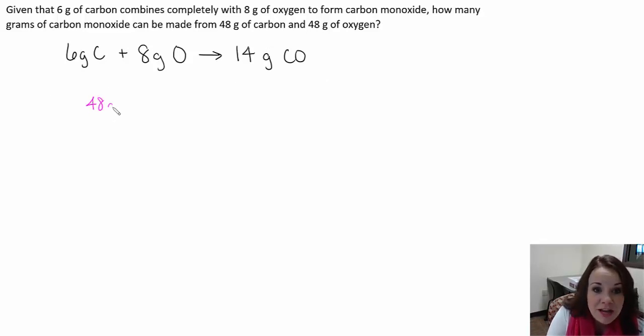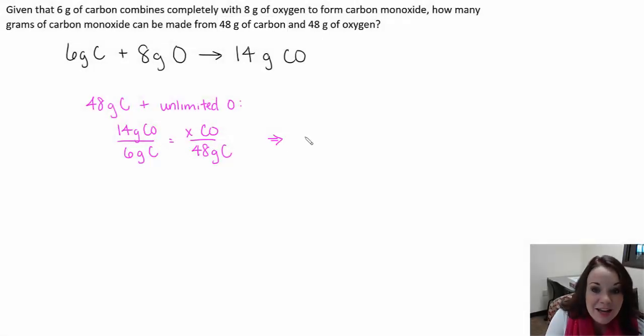So if I start with 48 grams of carbon plus an unlimited amount of oxygen, I can set up a ratio. Our 14 grams of carbon monoxide divided by our original 6 grams of carbon will be proportional to the ratio of our grams of carbon monoxide divided by the amount that they're giving us, the 48 grams of carbon. So when I solve that out, I end up getting 112 grams of carbon monoxide.